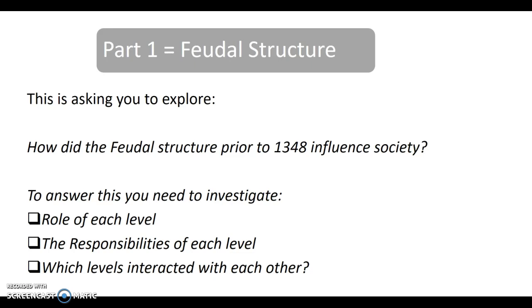Part 1, just looking at the feudal system, but what about it? Well, we need to know how the feudal structure prior to the plague coming influenced society. So you need to look into the before section, because when you look at contribute, you're going to be guiding into the effect. So for the feudal structure, we need to look at what is the role of each level, what were the responsibilities of each level, which levels interacted with each other, because that will give you the influence. You know who's doing what, how those are connecting, and therefore what impact that is having.